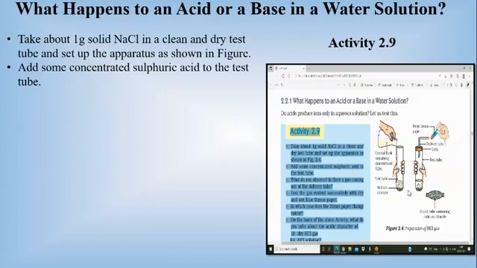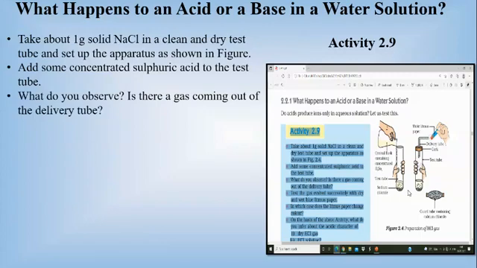So what will happen? NaCl plus H2SO4. NaCl will react with H2SO4 to give you hydrogen chloride, that is HCl, along with sodium sulfate, that is Na2SO4. If you want, you can write it down: sodium chloride reacting with sulfuric acid to give hydrogen chloride along with sodium sulfate.